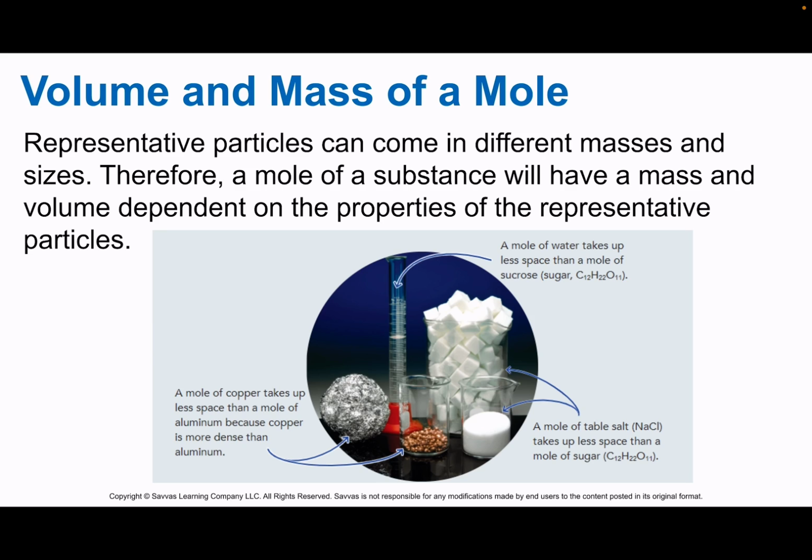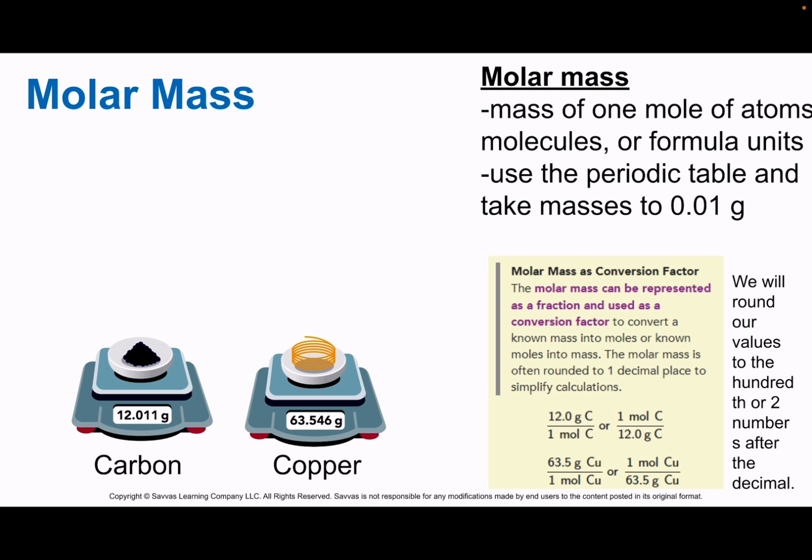So look at the image below. If we have a mole of each of these substances, take a look. Copper looks like it has the smallest amount, probably because it's the heaviest substance or most dense. A mole of aluminum takes up more space. And then a mole of salt and a mole of sugar. It's clear that sugar takes up way more mass and space because it's a larger molecule. And a mole of water, okay, it's a liquid. We can still measure volume and mass of that liquid.